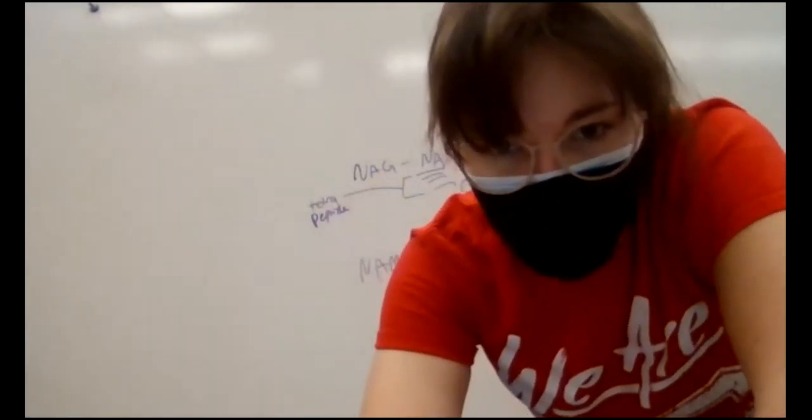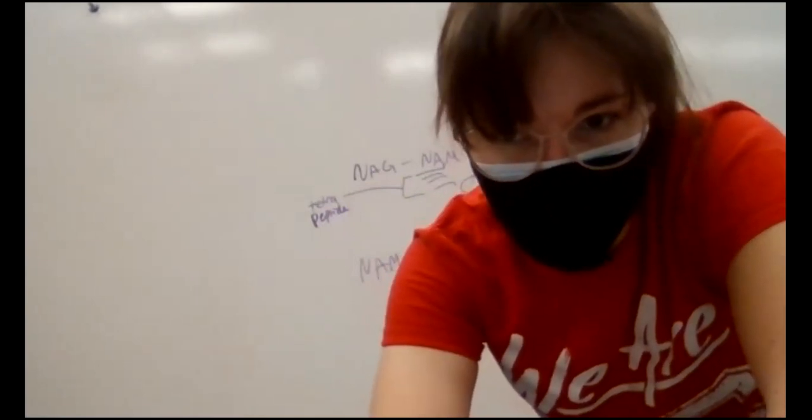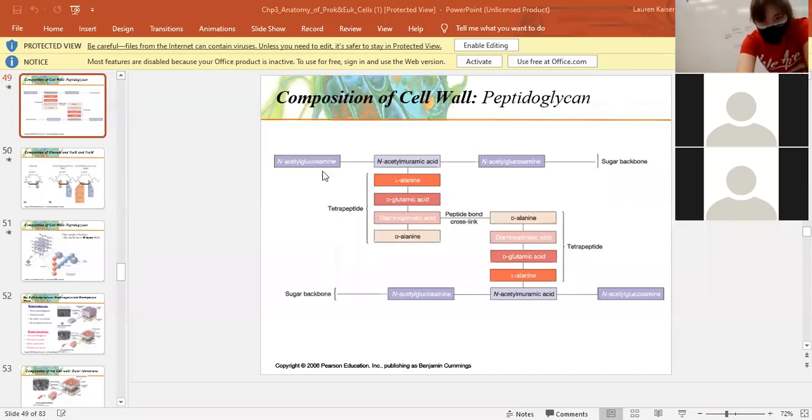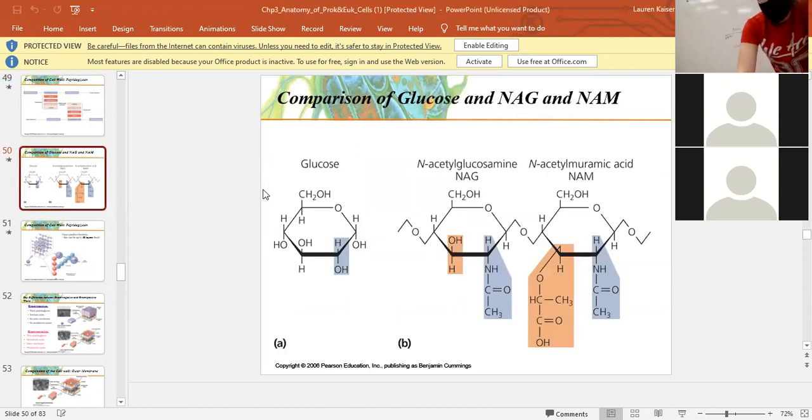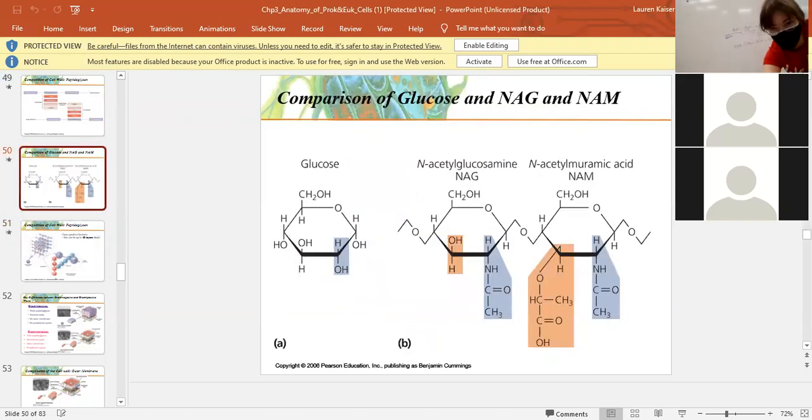Also know that the NAG-NAM are very similar to glucose, right? So this is kind of what I was drawing out here. You're going to have alternating NAG-NAM tetrapeptide with a peptide cross link. And she also wants you guys to understand that they draw similarities in their structure. So the NAG-NAMs are just going to be kind of derivatives of glucose. You see how they're very similar. Okay. Yep. So I think that's all she wanted you guys to know on that one.